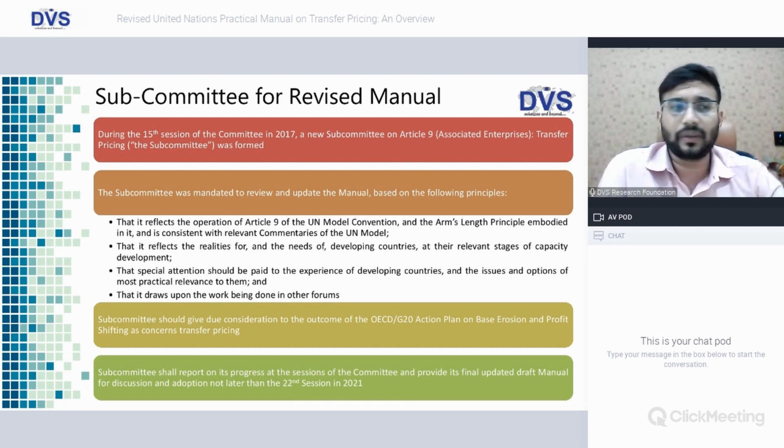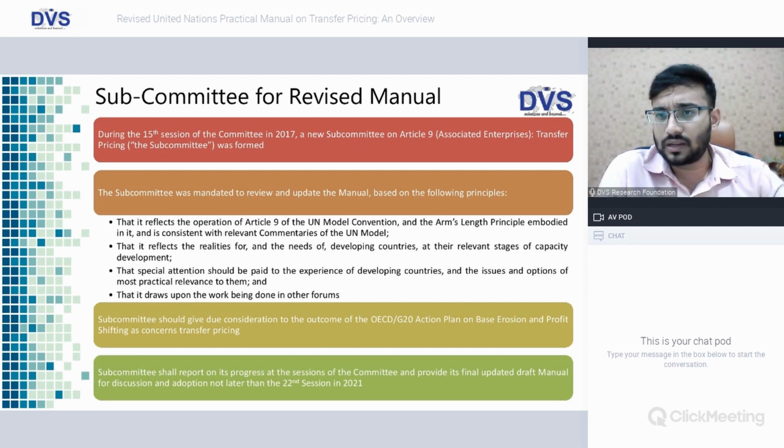So what is the work being done in other forums, like say OECD for that matter? Can we take something from there as well, whether it would be relevant in the context of economies of developing countries? So these were the broader principles on the basis of which the subcommittee was formed.